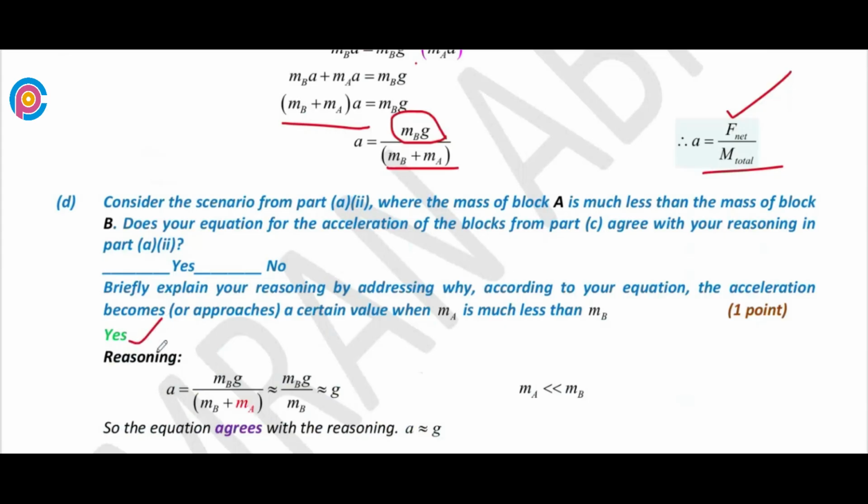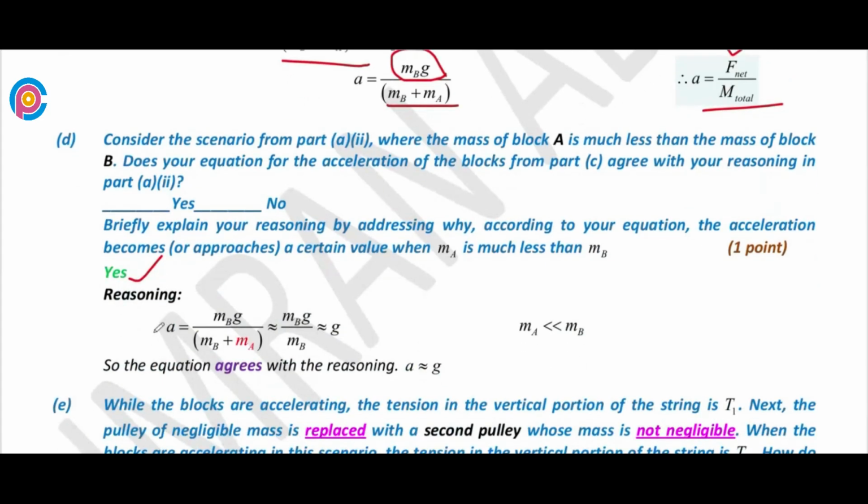Okay, the answer is yes. It is consistent with our part B reasoning. In the equation a is equal to mB g over mB plus mA, if we neglect mA because mB is much greater compared to mA, the mB cancels with mB, and a is approximately equal to g. So the equation agrees with the reasoning, where acceleration is almost equal to free fall g.